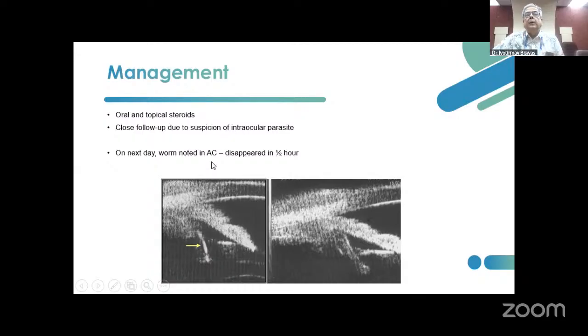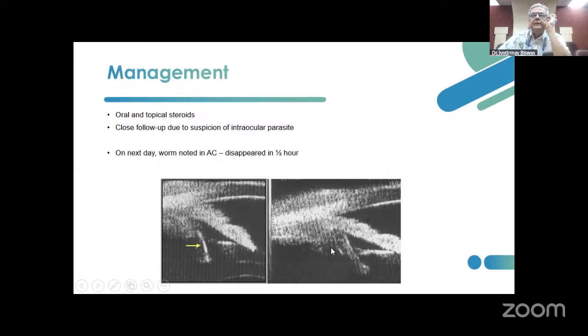On the next day, a worm was found in the AC. We took the patient to the photography department. By the time we went to the photography department, the parasite disappeared. There was no parasite in the anterior chamber. Everything was clear. The photographer was telling, what are you talking about? Then we did UBM. We found that the bug is sitting there behind the iris root.